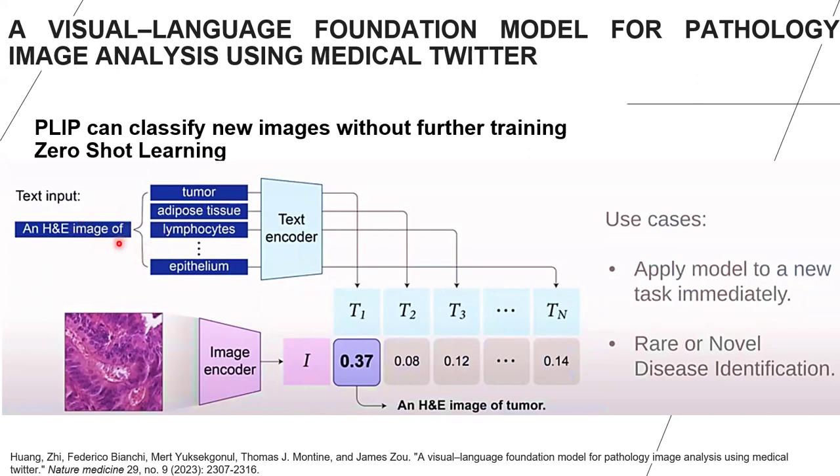Firstly, the model is trained on all the classes available in the dataset for pathology images. If a case appears that does not belong to any of the classes, the model will place it into a new class and label it as not belonging to any of them. So that is the capability of PLIP. It applies the model to new tasks immediately, for rare or novel disease identification. So it will help in the diagnosis of rare and novel diseases.